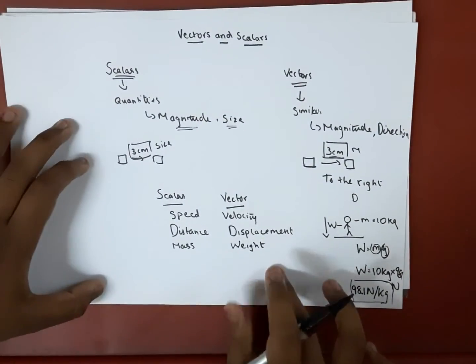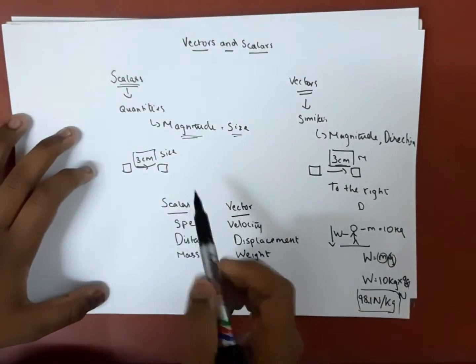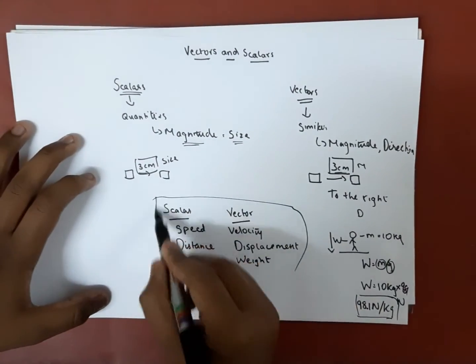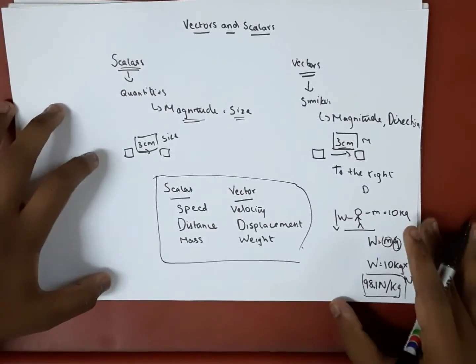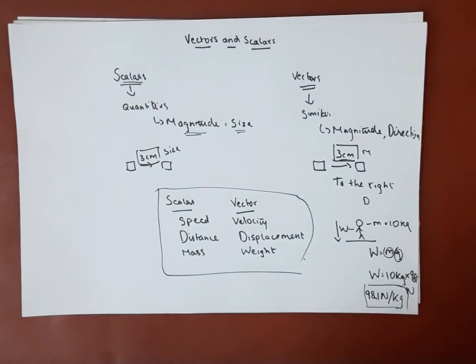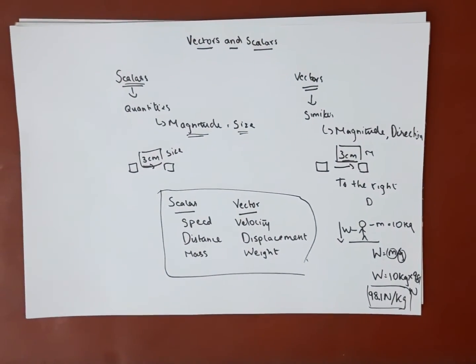Now, these are the real simple ideas of scalars and vectors and the most simple quantities. There are more quantities, but those are a bit advanced. So this is it for now. I'm sure that by now you would have understood the definition of scalars and vectors, their differentiation, some common examples for scalars and vectors, and also the expression for weight, which is W = mg, or weight is equal to mass times gravitational field strength.